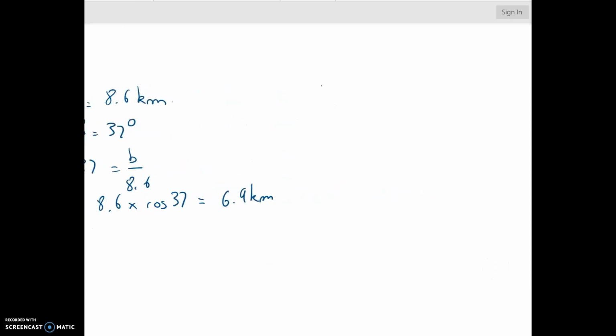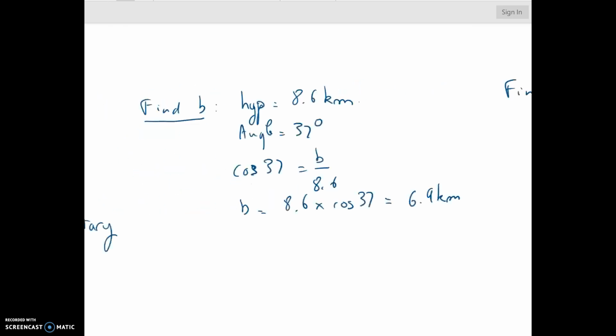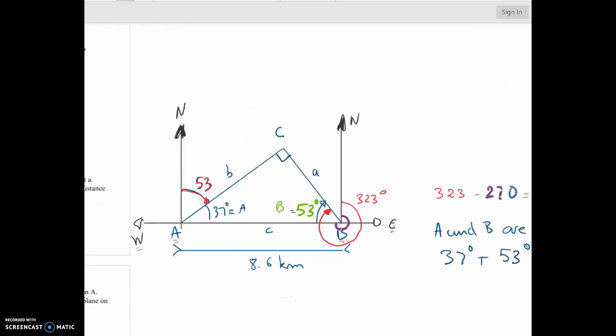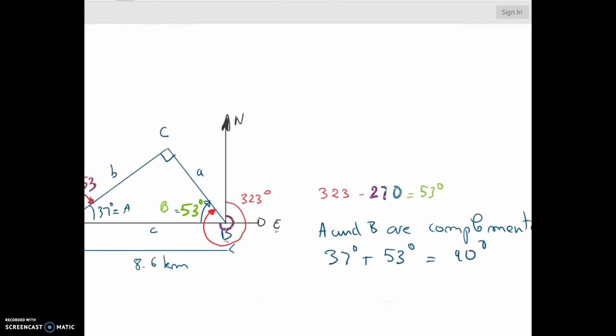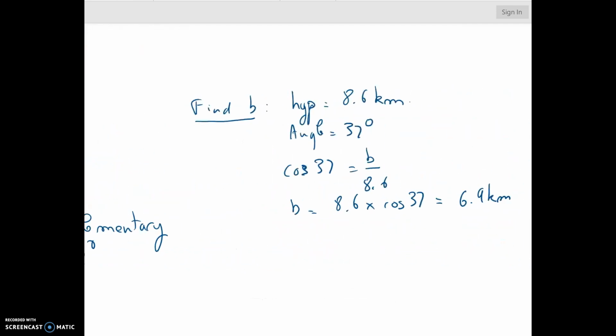Now, if I want to find A, I'd like to remind you that B was the distance between the station A and the airplane. I made a tiny mistake, but it's the same idea. B is the distance between the station A and C.